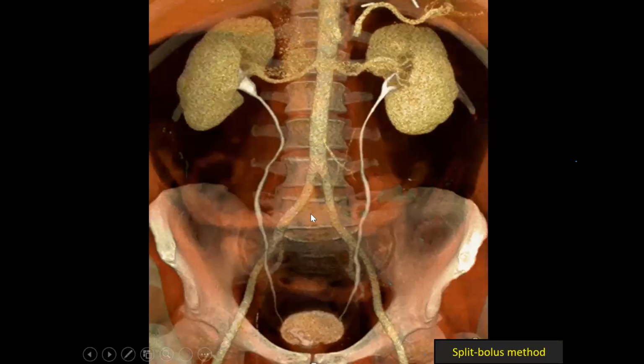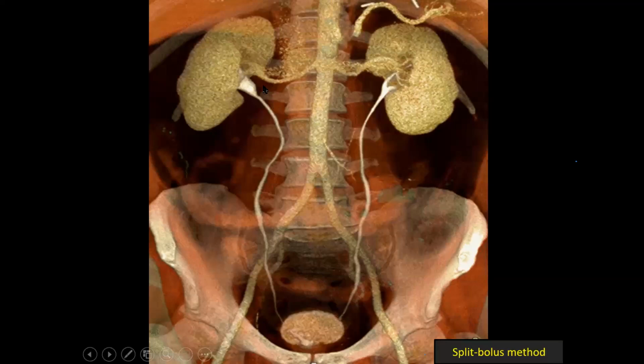CT has certain modifications also, because CT imparts radiation. So it is important that, unlike IVP, you cannot repeatedly acquire CT phases because there is increased radiation. So this is a modification where you have given contrast in two different phases.